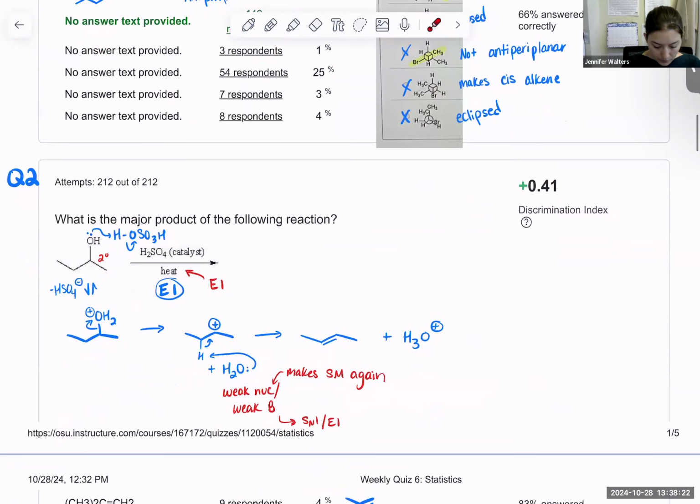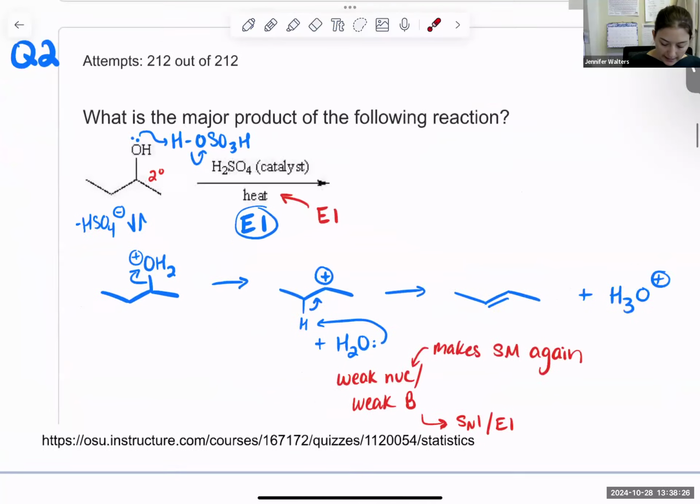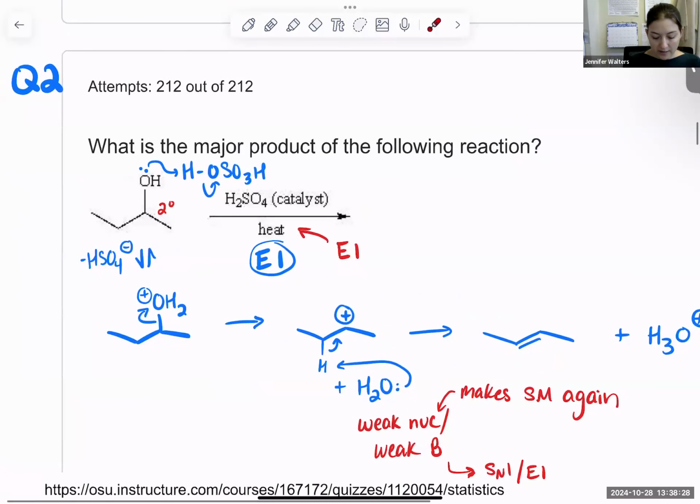Question 2. What is the major product of the following reaction? When we look at this, it might be really confusing at first because we don't have any other reagents written other than the strong acid. So strong acid, protonate something. I'm going to protonate this alcohol. That's my only basic site. So the alcohol is going to take the hydrogen, which makes this oxonium ion.